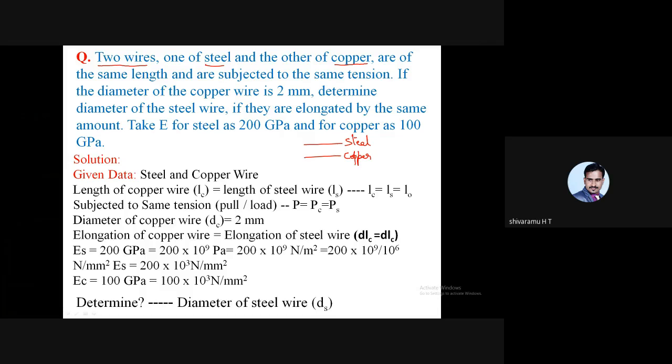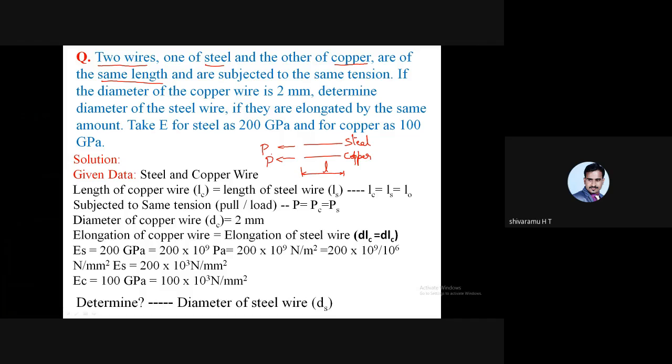They are of the same length. So the lengths of these two wires are same, and they are subjected with the same tension. Tension means these two are subjected with the same load.